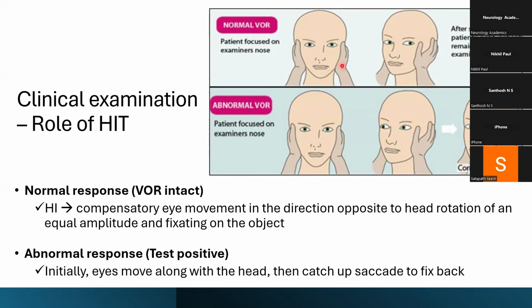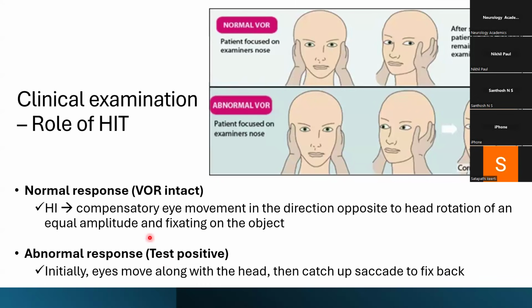So what we do is we tell the patient to look at our nose and we turn their head quickly to either side. Normally, what we expect is a VOR, the mechanism which we just described. So when I turn the head to one side, there will be compensatory eye movement to the opposite side, which will be equal to how much I have pushed to the other side. So the gaze will be fixed onto the nose itself.